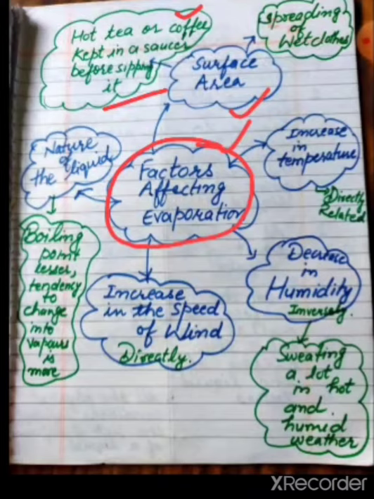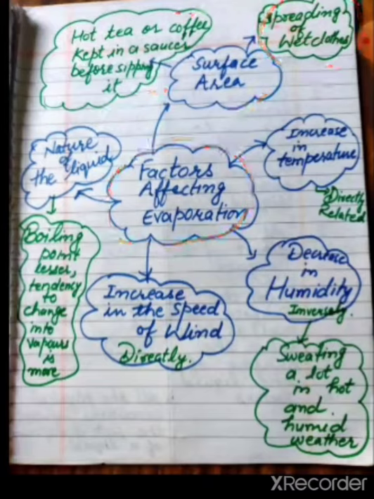And second example is spreading of wet clothes in order to dry them in air. By doing so, there is again an increase in surface area available for the evaporation of water and the clothes soon get dry. Second factor is increase in temperature.